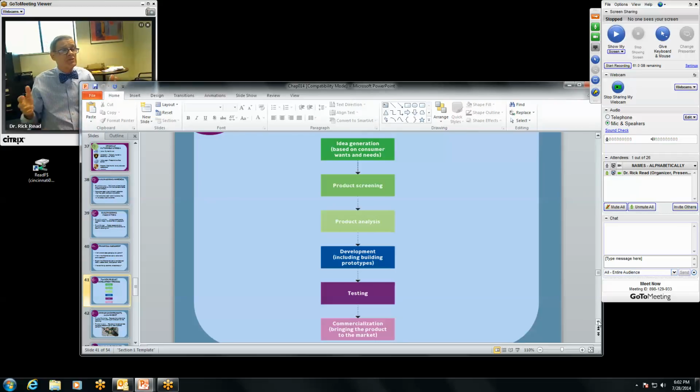Obviously, we're going to test it. That testing may be done in a focus group. It may be done in a test market. It may be done a number of different ways to see if it's going to do what we think it's going to do. And then we're going to decide, based upon all the information we gathered at these steps, whether or not we're going to bring the product to the market.